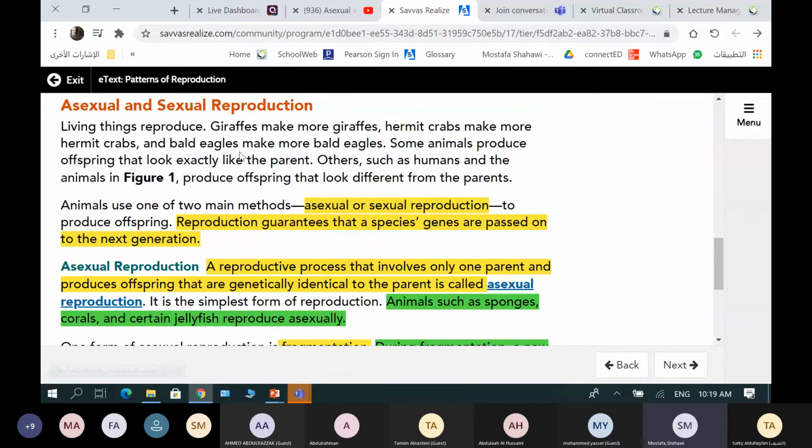So here we are talking about the types of reproduction, sexual and asexual reproduction. Asexual reproduction produces offspring that are identical to the parent. Sexual reproduction will produce offspring that are different from the parent. Again, offspring means babies. Asexual will produce offspring that are identical to the one parent, because it includes only one parent. Sexual reproduction will produce offspring that are different from the parent.